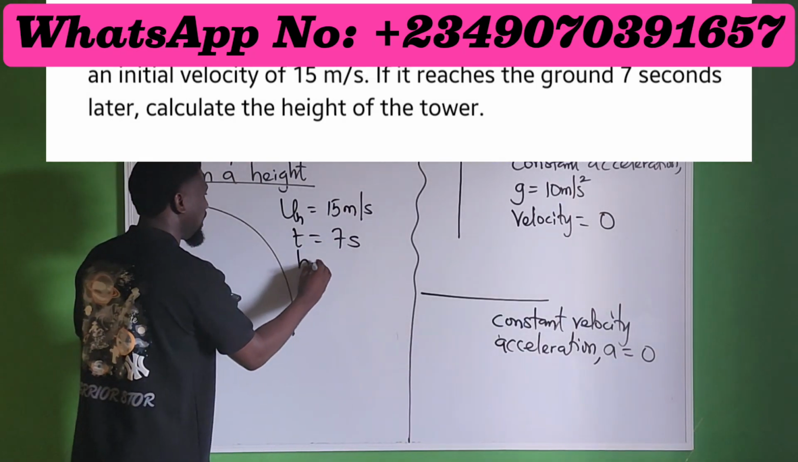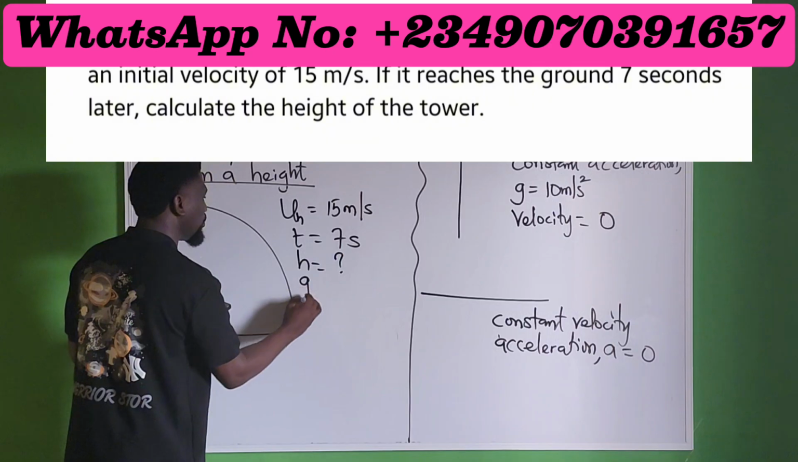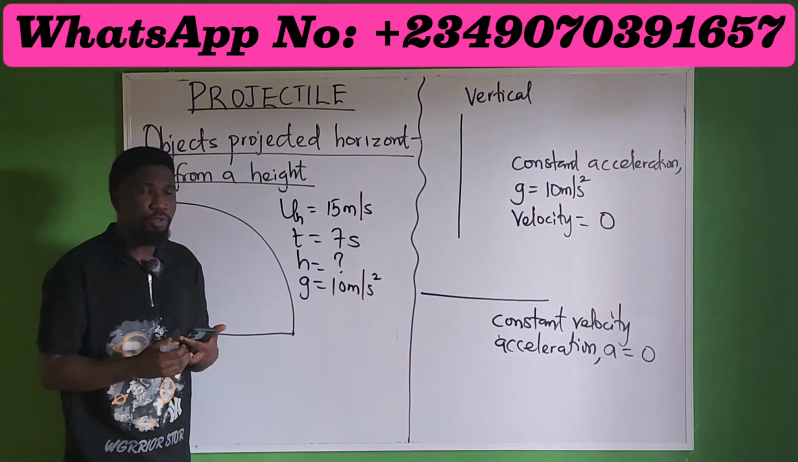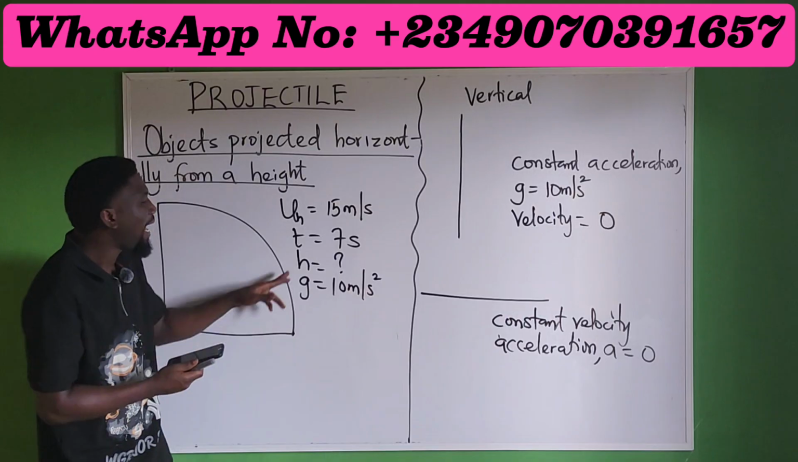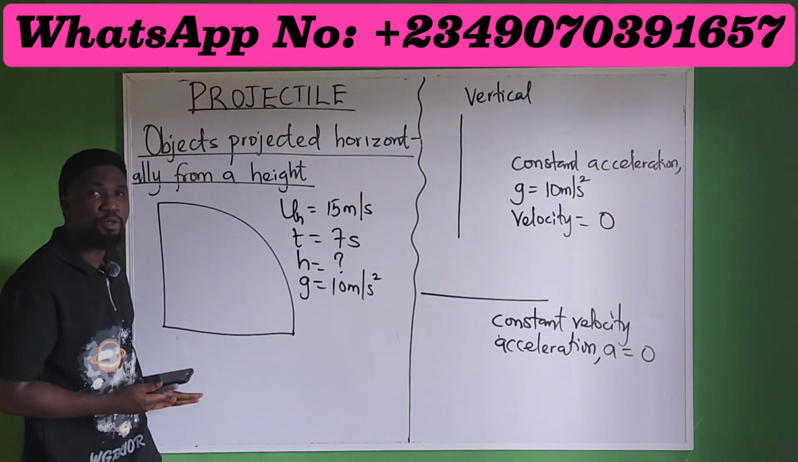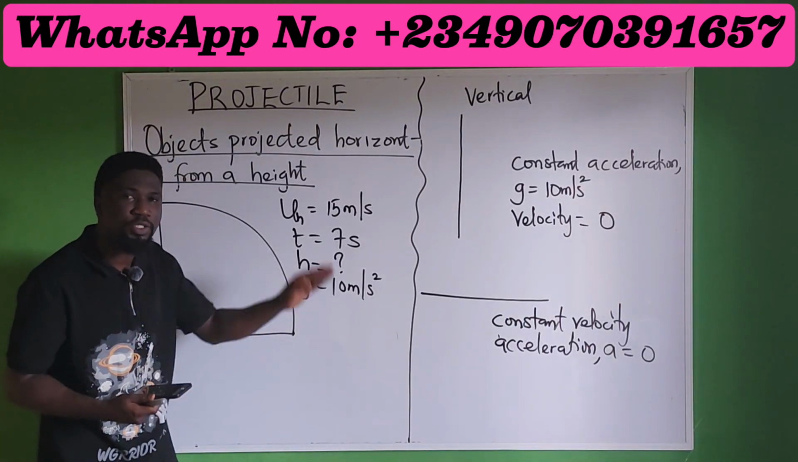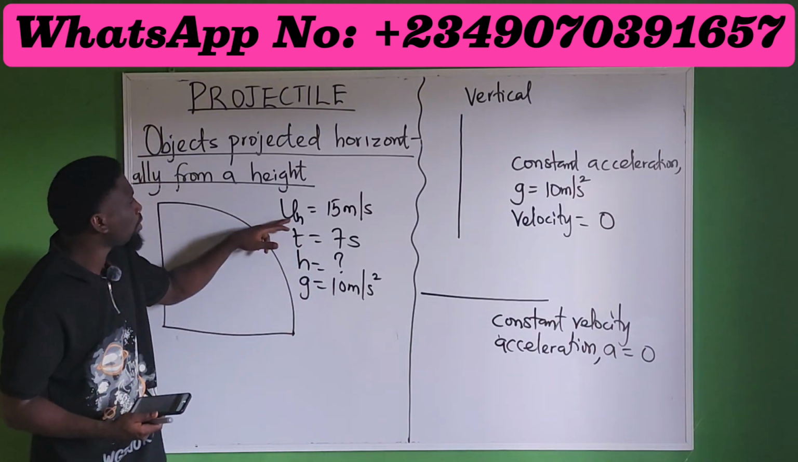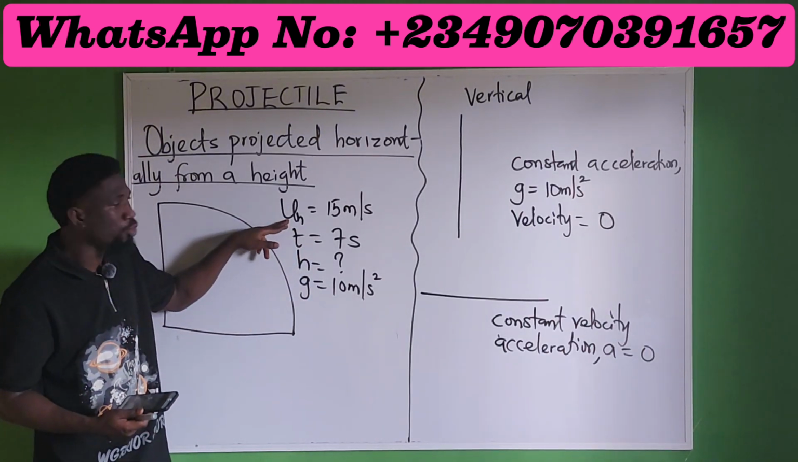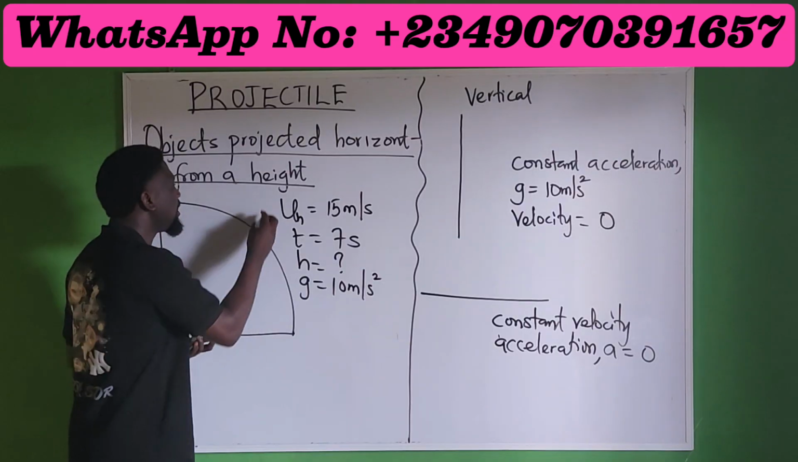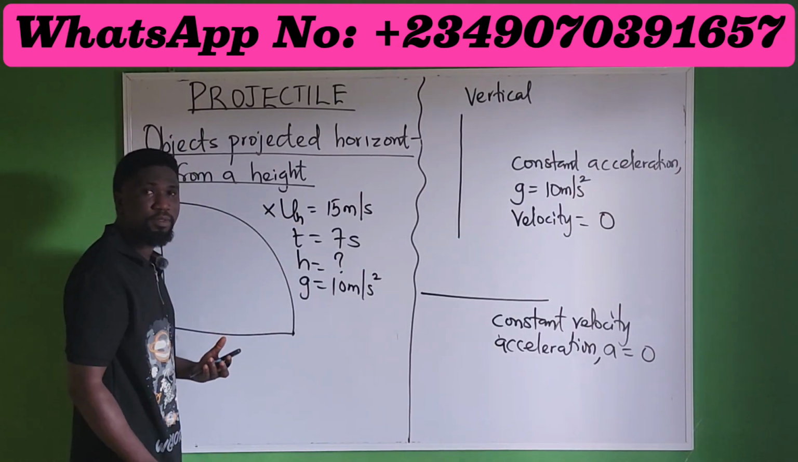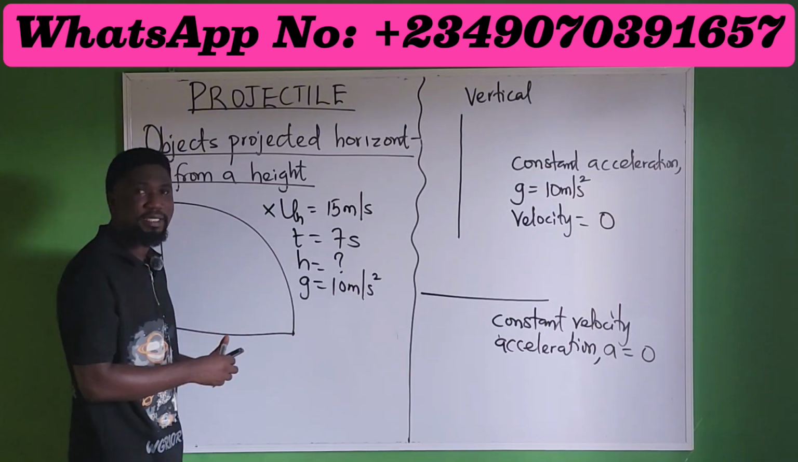We are told to take g to be 10 meters per second squared. For us to find the height, which is the vertical, we have nothing to do with the horizontal. We have nothing to do with s. We have nothing to do with this velocity. So we are not making use of this velocity, because this is for the horizontal. We want to get the height.